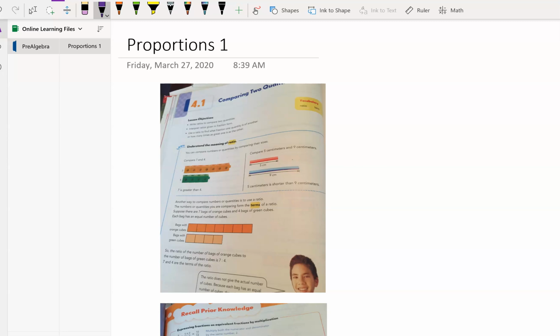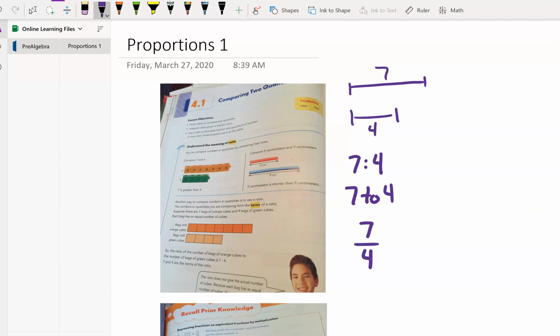It looks like on this particular assignment, we're looking at proportions and the relationship between taking, for example, a length 7 and a length 4, smaller. And describing them in terms of either a fraction or a ratio. So sometimes you'll see a ratio written as 7 to 4. It's also written like this, 7 to 4. It also could be written like this, 7 to 4. So lots of different ways to write that ratio.